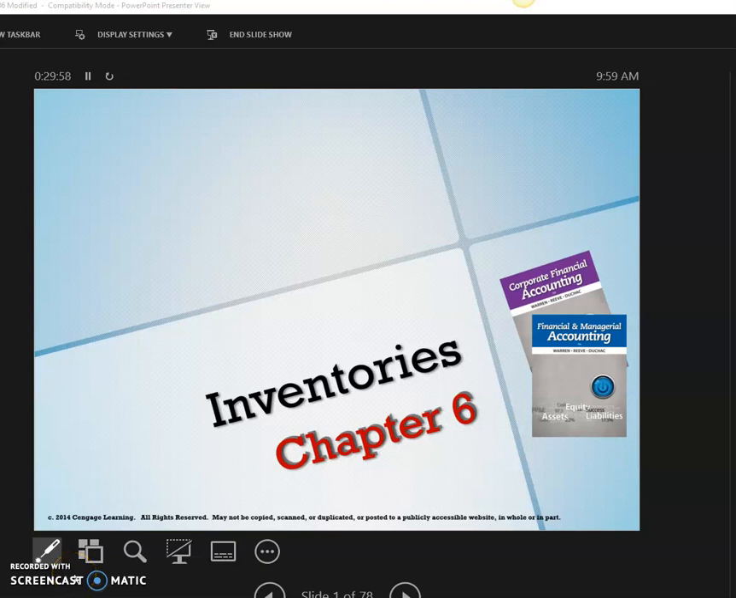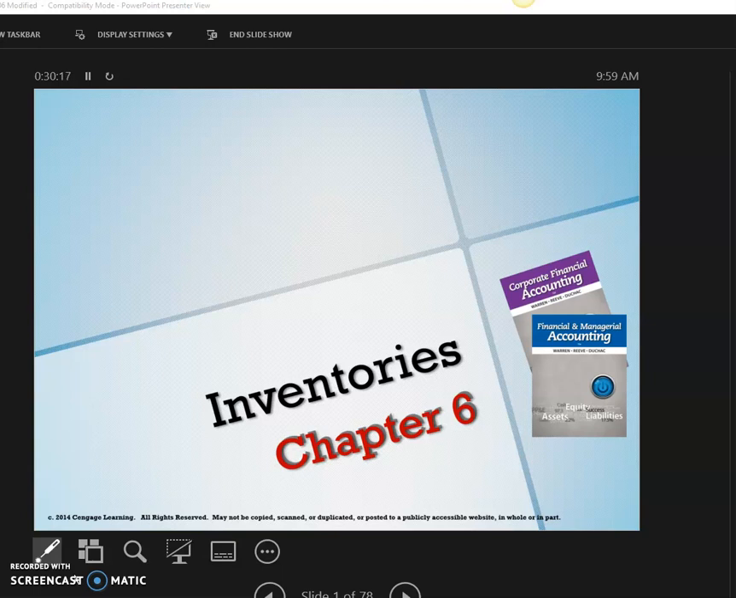Today we're going to talk about Chapter 6, Inventory. So we're going to look at a couple things. Chapter 6 goes hand in hand with Chapter 5. Chapter 5 told us how to journalize when we bought or sold inventory. But in Chapter 6, we're going to learn about the actual inventory.